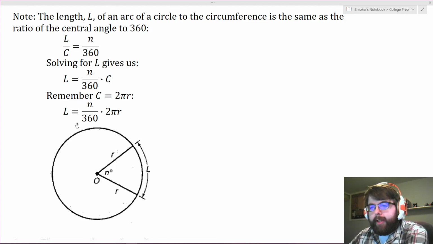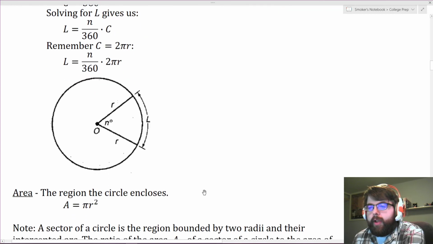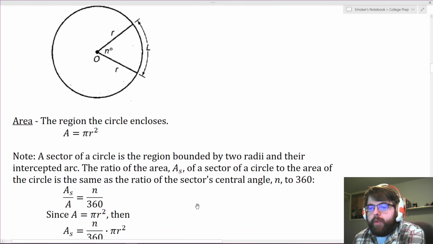We have a formula for finding the length of an arc given the angle measure and the radius of the circle. Pretty cool. Same thing for area of the sector. So we're going to do something similar.